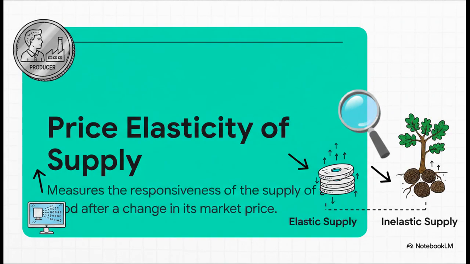And finally, we just flip the coin and look at the producer's side. Price elasticity of supply. How fast can you make more stuff when prices shoot up? A software company can sell another 1 million copies tomorrow at basically 0 cost. That's a highly elastic supply. But a winery? They can't just magically produce more 20-year-old Cabernet overnight. That's a highly inelastic supply.